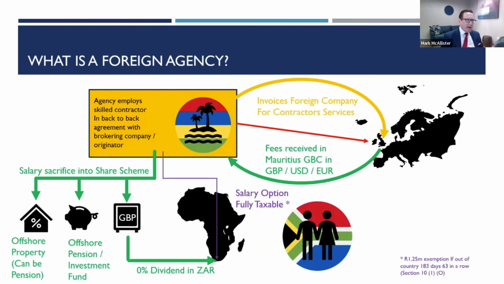So how this would work is that the agency would employ you if you're a skilled contractor, do a back-to-back arrangement with your client, and then raise invoices for the services as the contractor. That's the orange line there. Say it's in the UK, it might be somewhere else. And then those invoices are paid to the Mauritian company, the agency in this example.